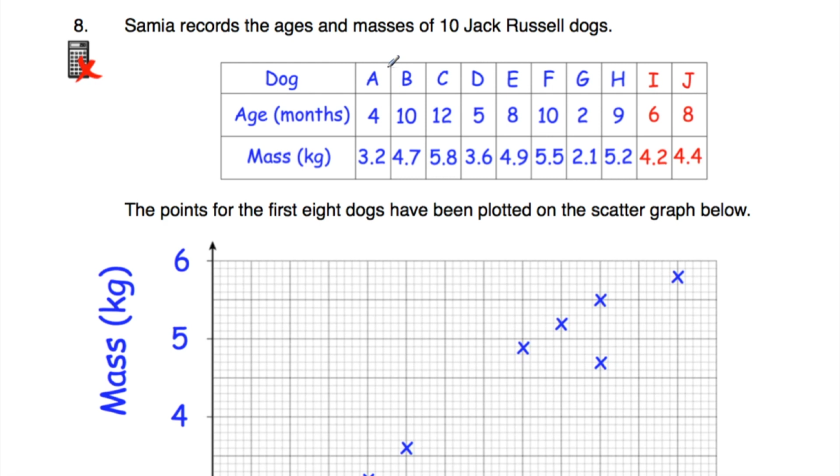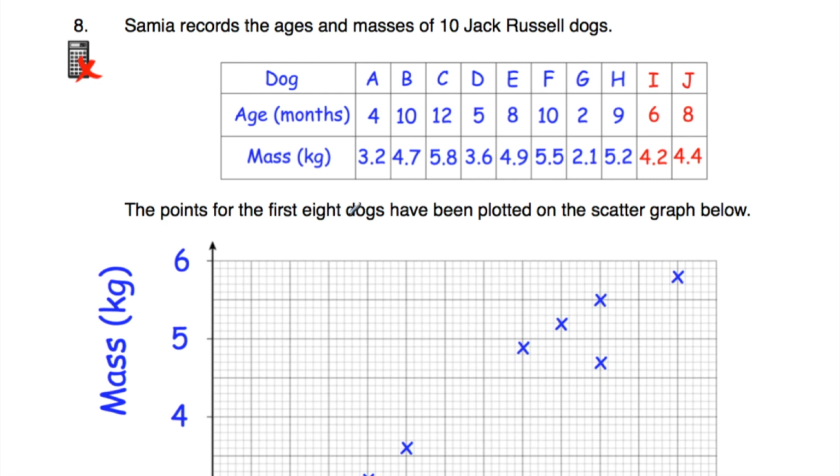So there's 10 Jack Russell dogs, A, B, C, D, E, F, G, H, I, J. Let's just check this 10 there. 1, 2, 3, 4, 5, 6, 7, 8, 9, 10. Yep. And we've got their ages and their mass. So we've got a 4-month-old dog, our Jack Russell, and it weighs 3.2 kilograms. We've got a 10-month-old dog, and it weighs 4.7 kilograms, and so on.